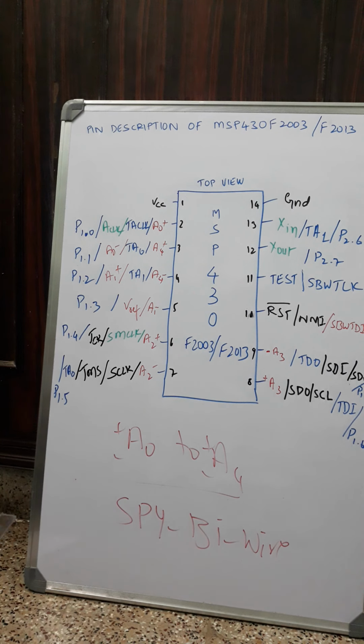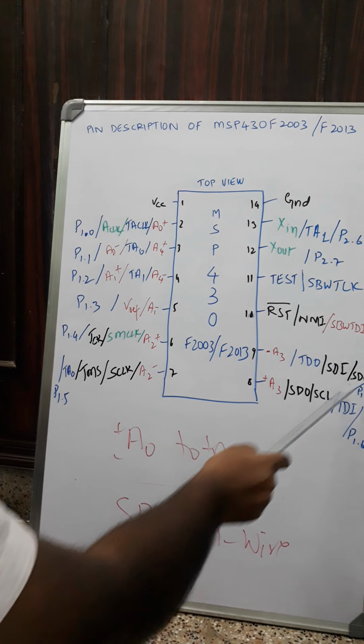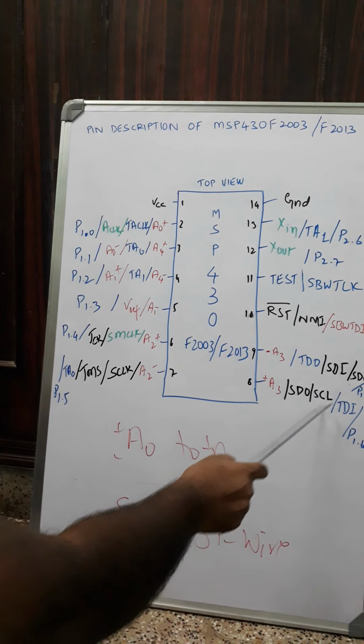Then there is the I2C serial protocol. What is the I2C protocol? That is the serial communication protocol for inter-IC communication. You have got SDA and SCL. Here it is SDA and SCL, which are used for the sake of I2C communication.